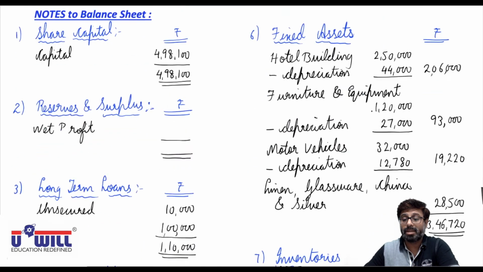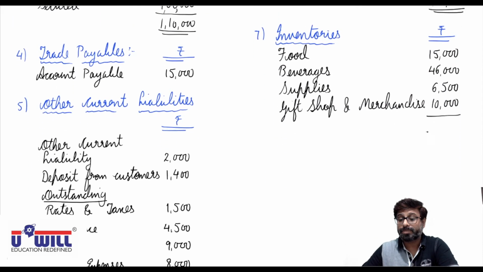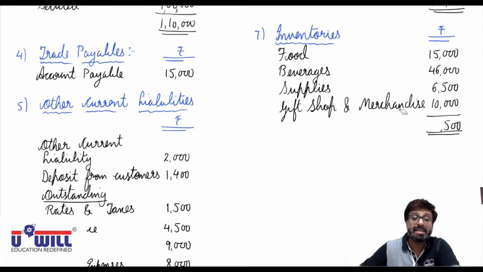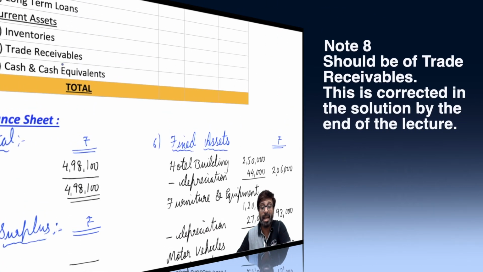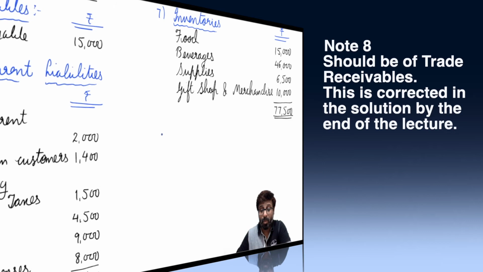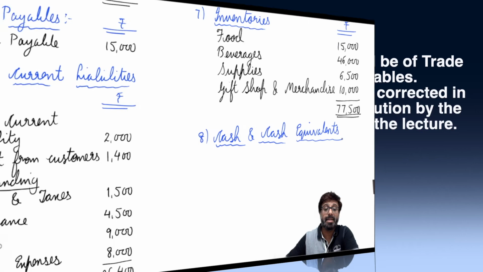So total inventory in the hotel is worth how much? 77,500 is the total. Then after inventories we have cash and cash equivalent. So note 8 will be of cash and cash equivalents.